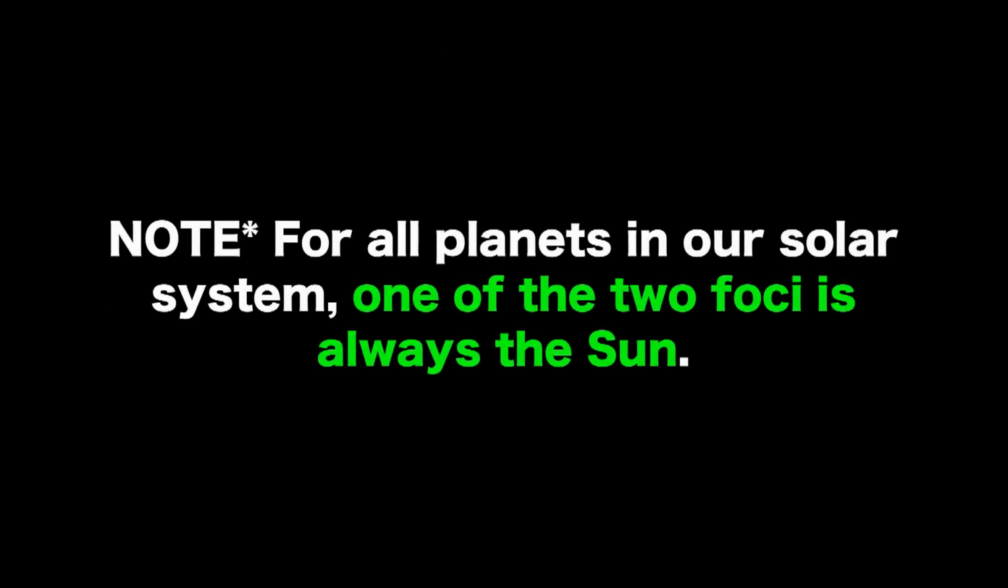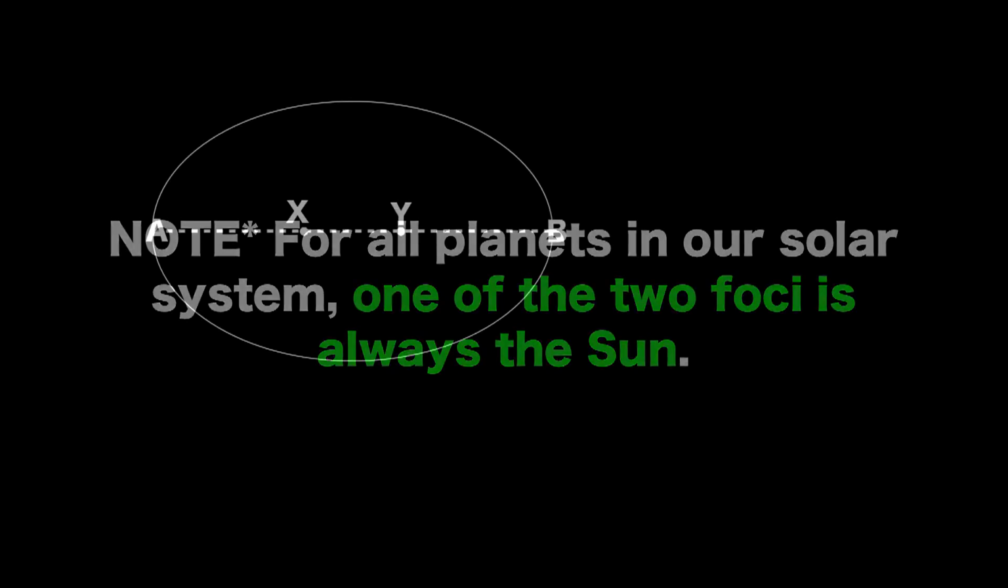Just a quick note regarding our Sun is always going to be one of the focal points within an ellipse. You don't have to worry about the second focal point. That's just going to be an arbitrary spot in the orbit. Just always know that the Sun is always one of the focal points within an ellipse.